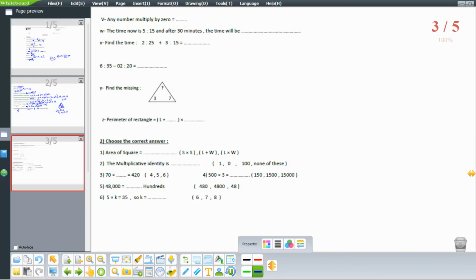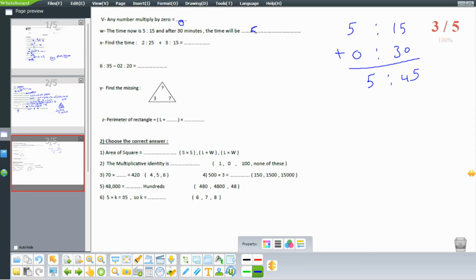Any number multiplied by 0 equals 0. The time now is 5:15. After 30 minutes, the time will be, so here we have 5:15, hours and minutes. After 30 minutes means we will add: 15 plus 30 equals 45, and 5 plus 0 equals 5, so the time will be 5:45.